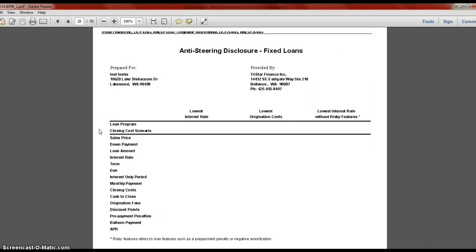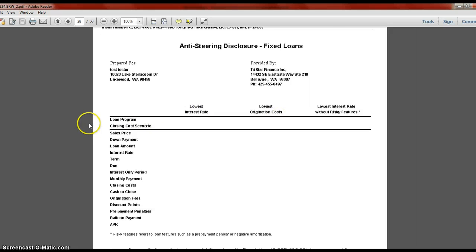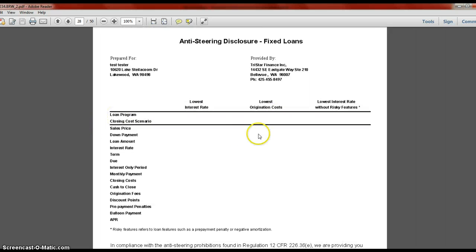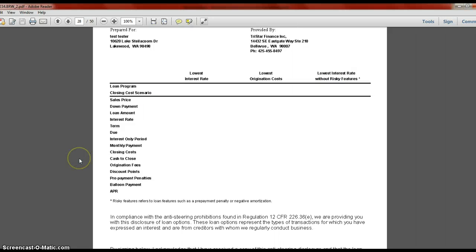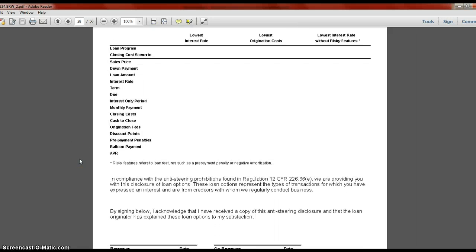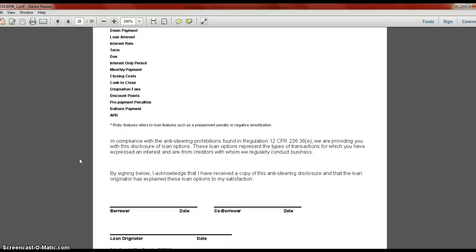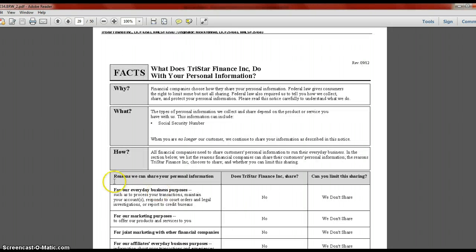And oh, I didn't carry it over. Oh wait, that's right, this is my test file. This just does a loan comparison because we have to do this. It's like an anti-steering thing, like we're not trying to shove a crappy loan down your throat or something. So it's lowest interest rate, lowest origination cost, lowest interest rate without risky features like balloon payments or prepays or negative amortization, which they pretty much got rid of most all of those. And then you sign here and sign there.